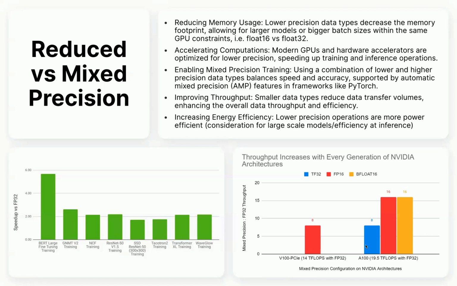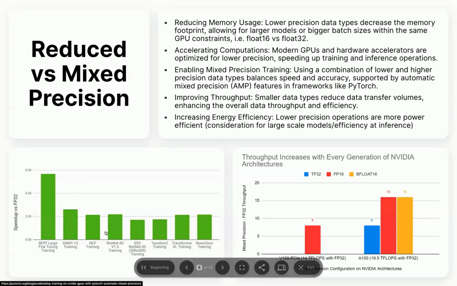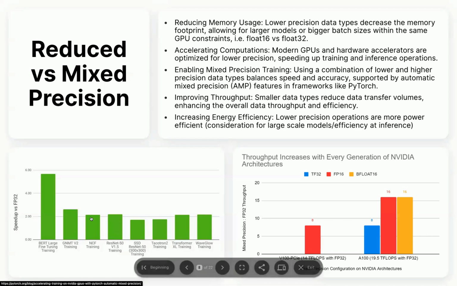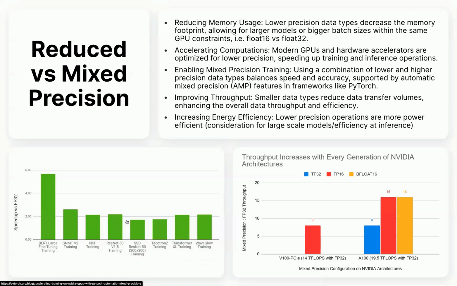This is also a key consideration for doing inference, because lower precision operations are more power efficient. So this is a consideration for extremely large scale models or efficiency at inference. And we can see here at the bottom the speed up that you get by going from floating point 32 to floating point 16. You can see that for most models, like for example ResNet, which would be most relevant to most people here, you get a 2x speed up in terms of training time.